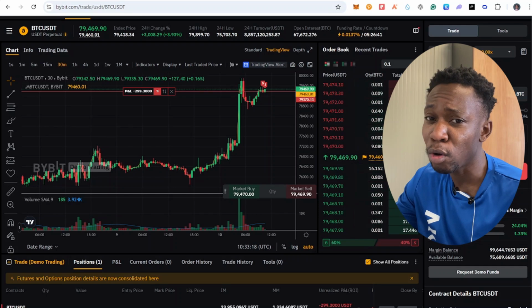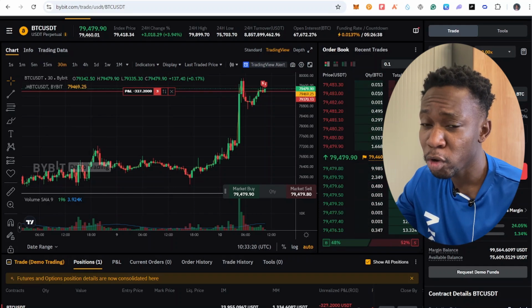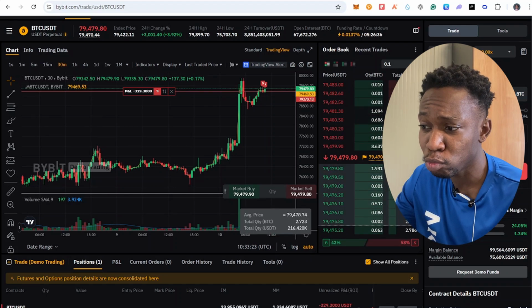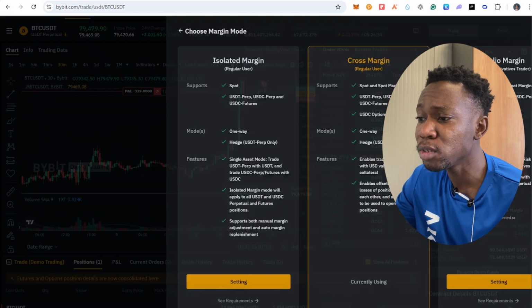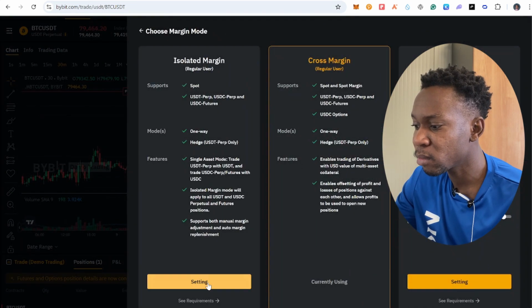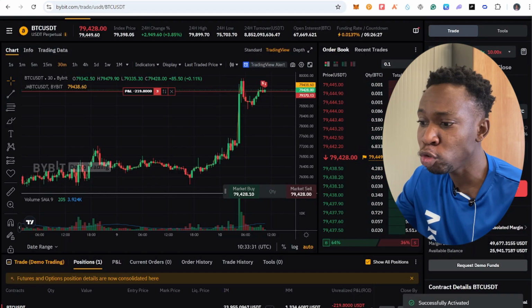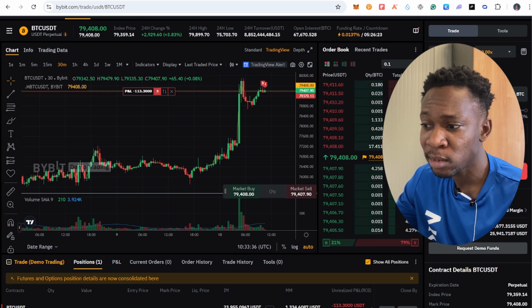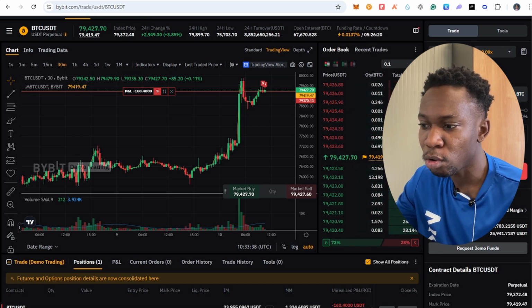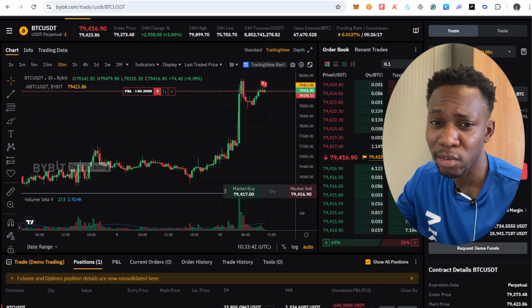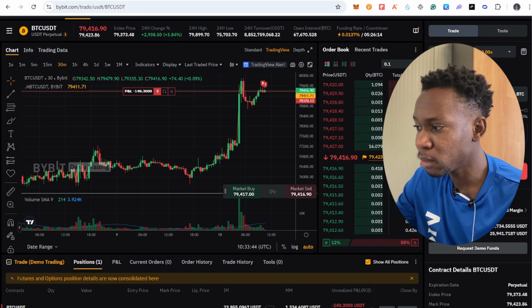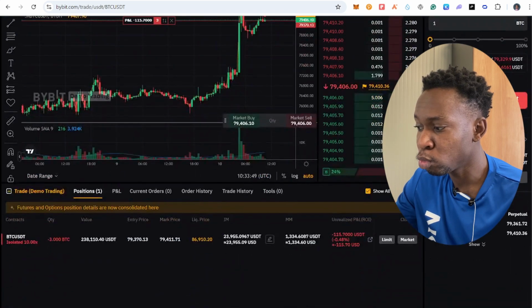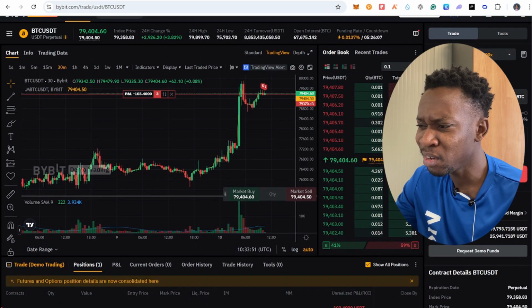it is going to use your normal money, your normal accounts, your funding account to trade. But if you are using isolated, enable this. If you are using isolated, it's just going to use solely the funds you used in setting up these trades. So that's how you can use this Bybit demo account to learn how to trade and play around with it.